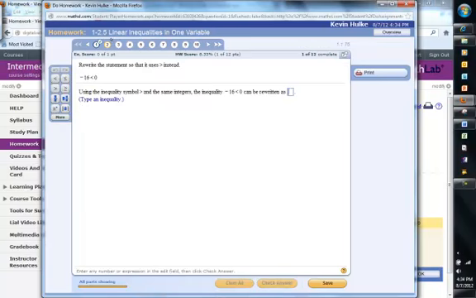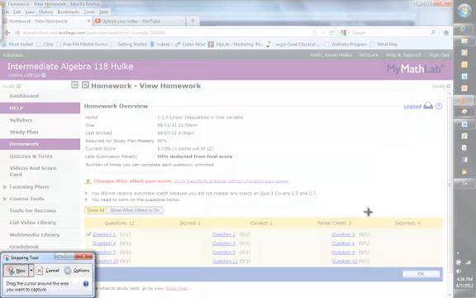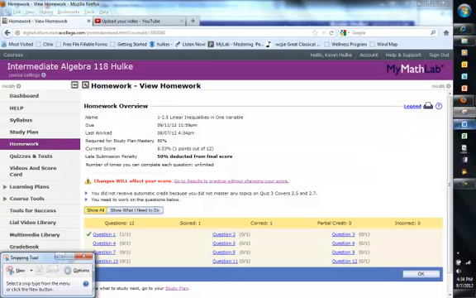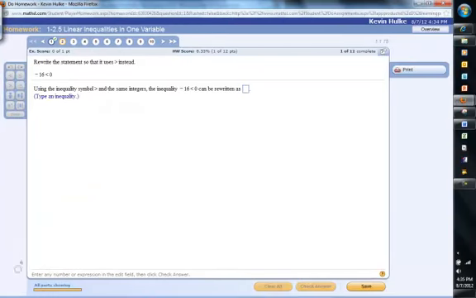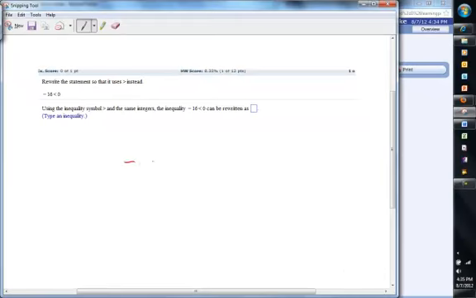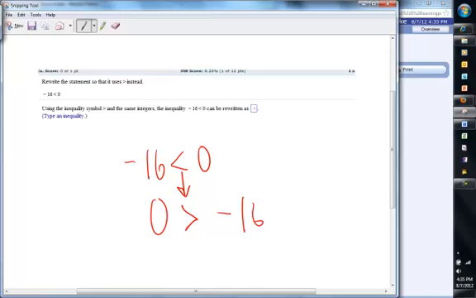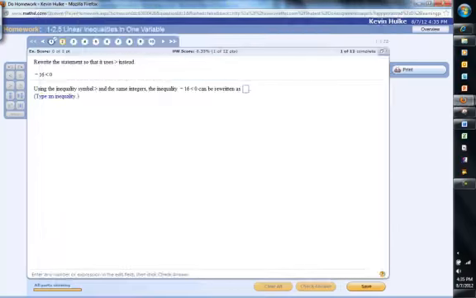Okay, rewrite the inequality so that it's a greater than sign rather than a less than sign. So in other words, we need to switch everything around on this problem. It was negative 16 is less than 0. Switch the 0 and the negative 16 around, which means we have to switch the sign to the other direction too. So we would write 0 is greater than negative 16.